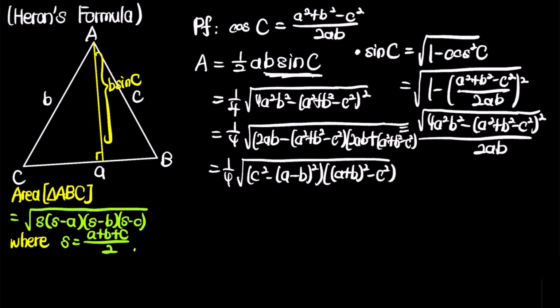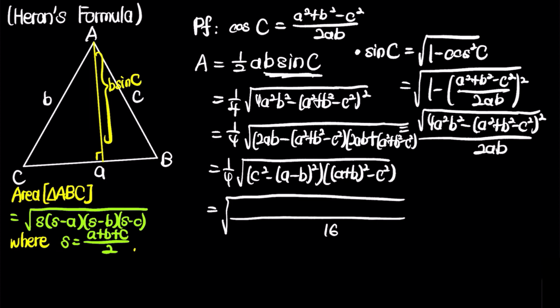And then by using the difference of two squares formula again, we can move the 1 over 4 inside this square root, so the denominator becomes 16, and the difference of two squares gives us (c minus a plus b) times (c plus a minus b) times (a plus b minus c) times (a plus b plus c).